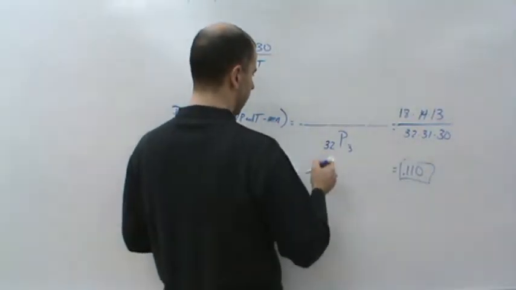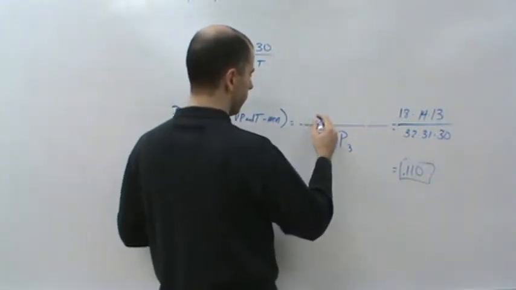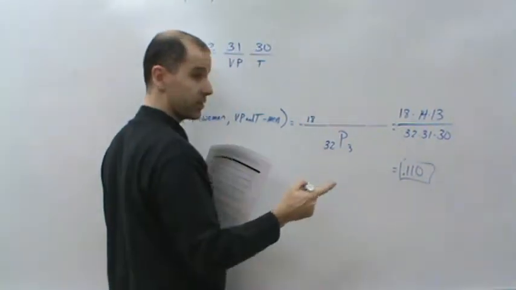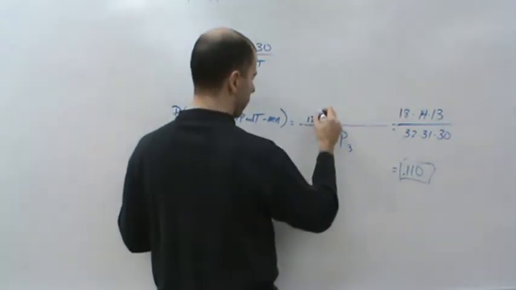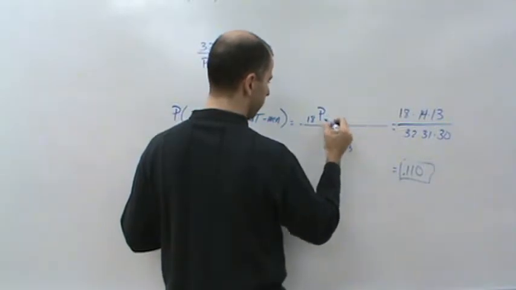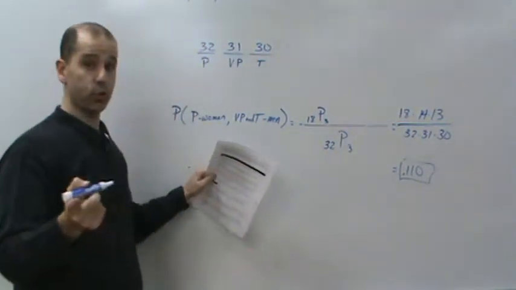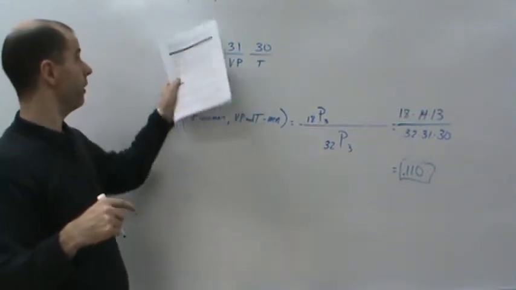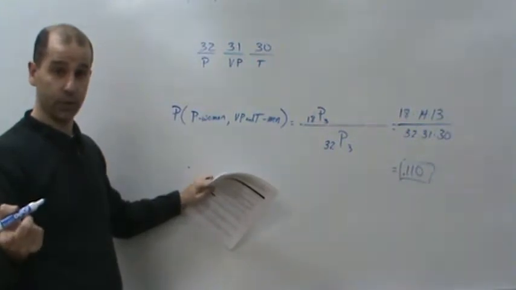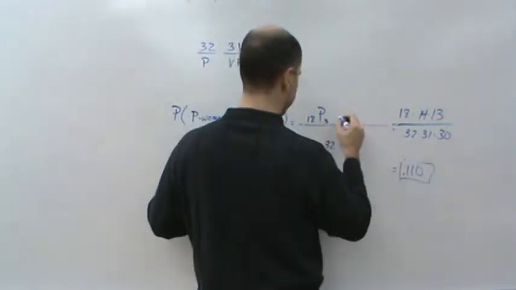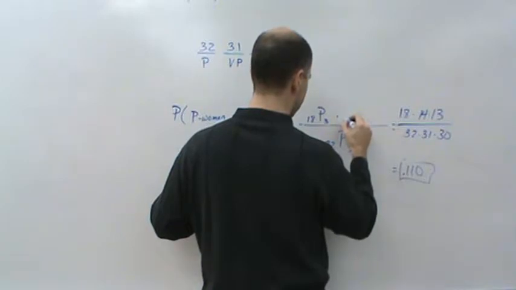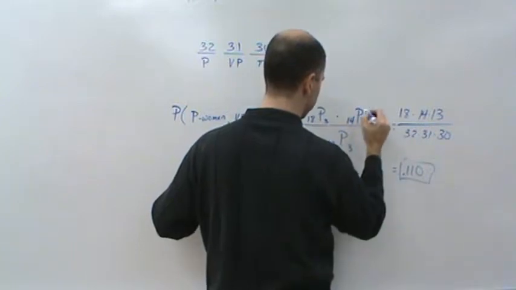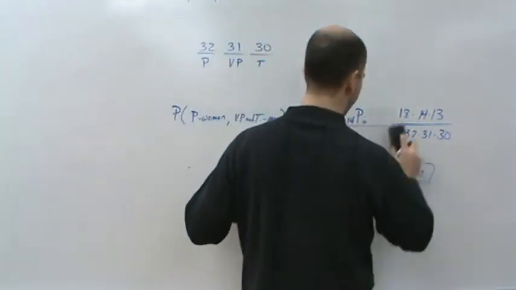So, if I want all 3 to be women, how many women do I have to choose from? 18. How many spots are there? 3. So it's going to be 18P3. Now, how many spots do I have left over for men? 0. Okay, so that means how many men do I have? 14. How many of those men am I going to choose? 0. It's going to be 14 choose 0, 14C0.